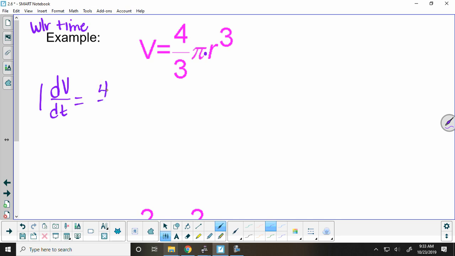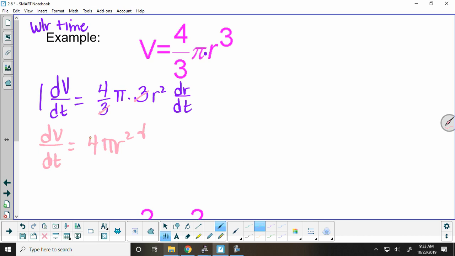So that's going to be 4/3 pi. What's the derivative of r cubed? 3r squared. And what did you just do the derivative of? dr over dt. Does anything simplify? The 3's perhaps? So you have dV over dt is equal to 4 pi r squared dr over dt.